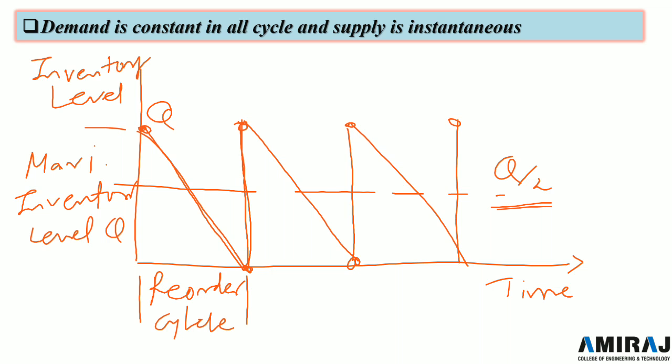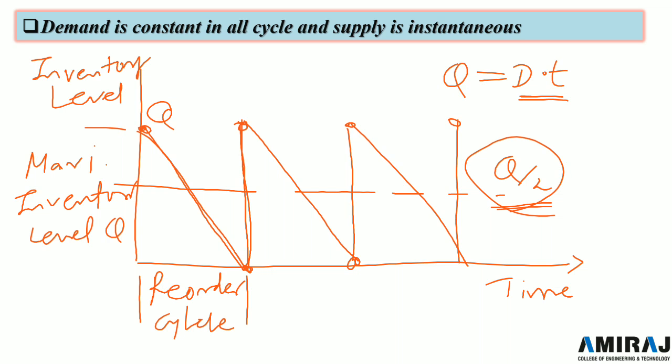As the inventory level reaches 0, an order is placed, and as per the assumption, the order is received instantaneously, and the average inventory is Q by 2. So the quantity to be ordered depends on the rate of demand and the time period of the order cycle. So the order quantity replenished in one inventory cycle, that is Q, is equal to D into T, demand into time. And the holding cost is the cost occurring on the average inventory held during that cycle.